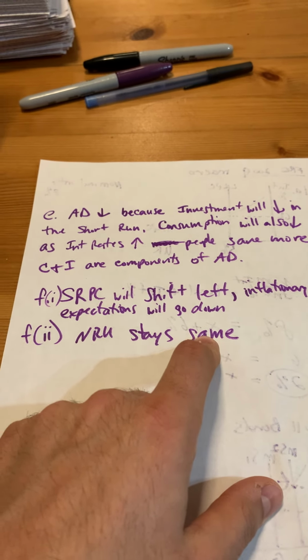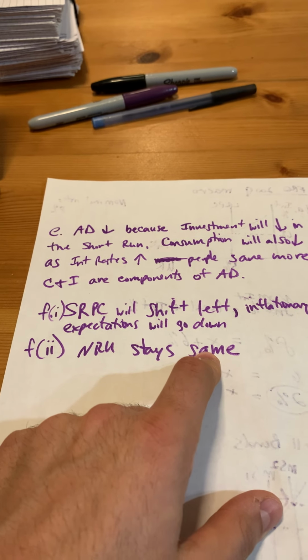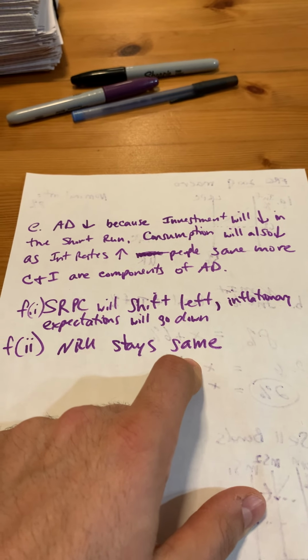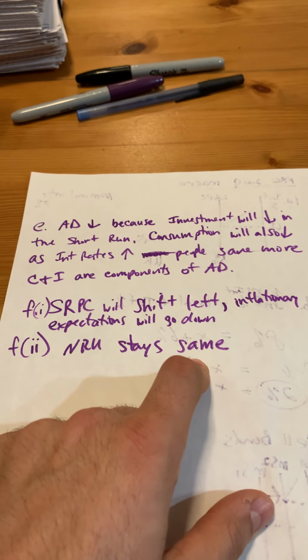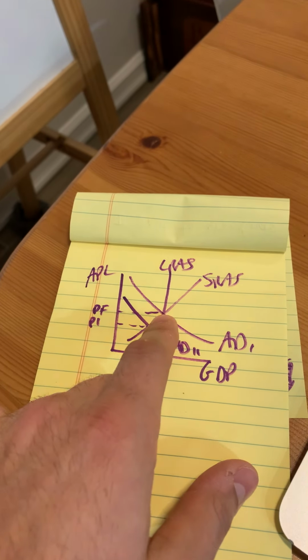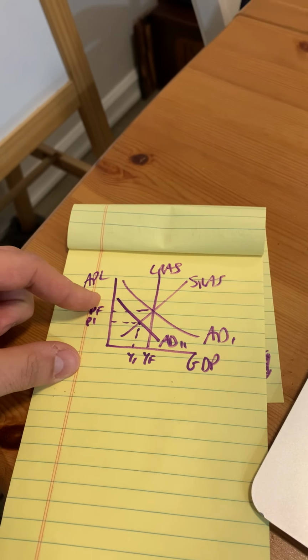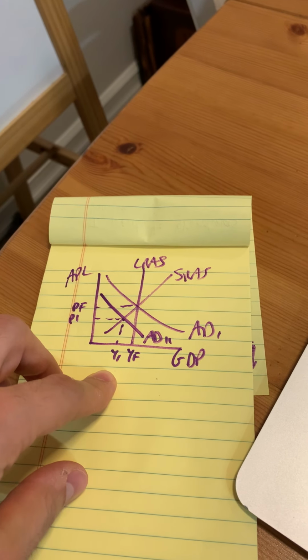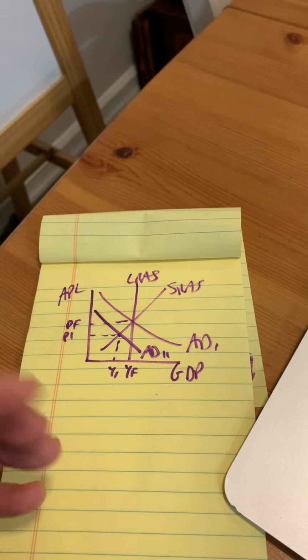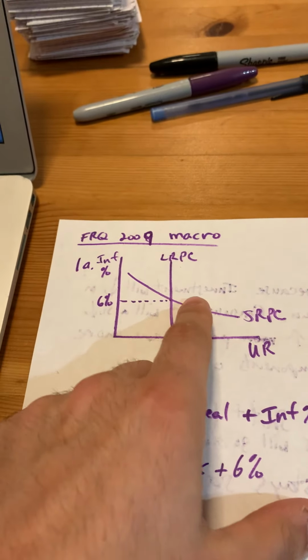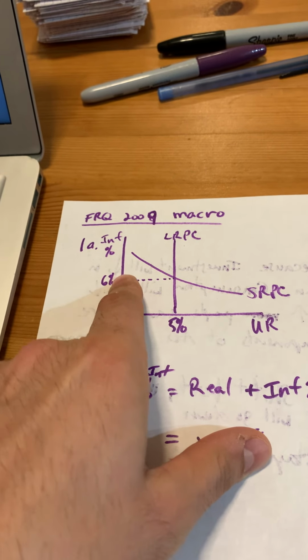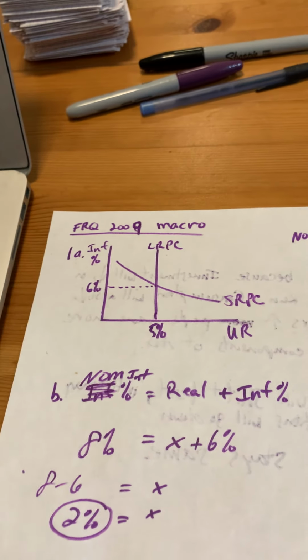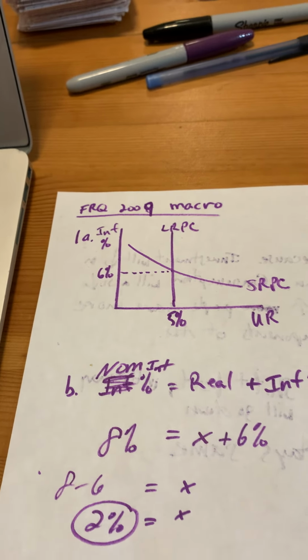I've got to be honest with you, I think that's a terrible explanation. They probably accepted way more answers than that. I would not direct my students to answer in that way. I would do what I just said to you. I'd say when AD goes to the left, that brings average price level down and output down. And I think it's fair to say when that happens, the SRPC will shift to the left. And as a result, you got lower inflation there. So inflationary expectations go down. I actually think my answer is a clearer, better response. Okay? One second, buddy.